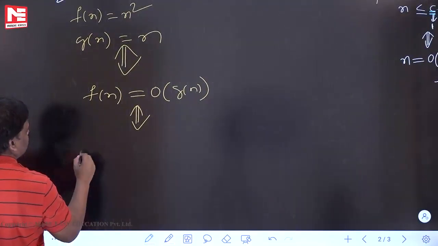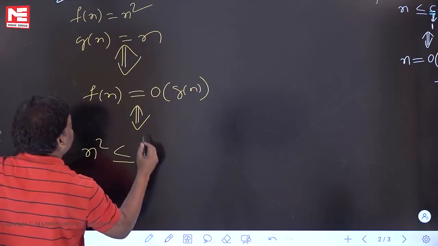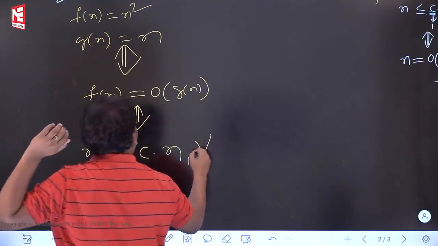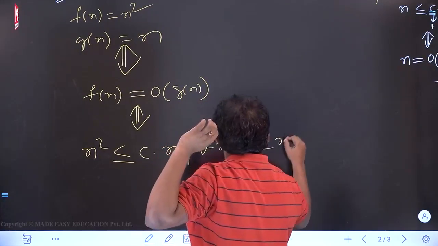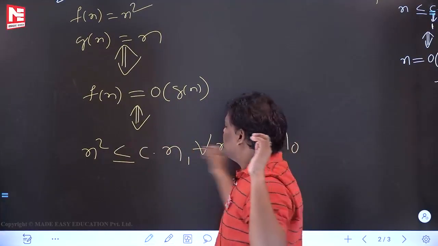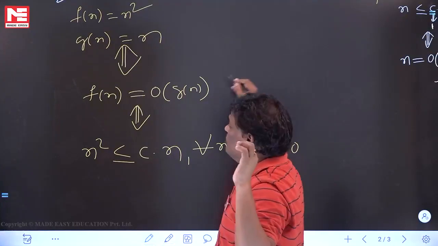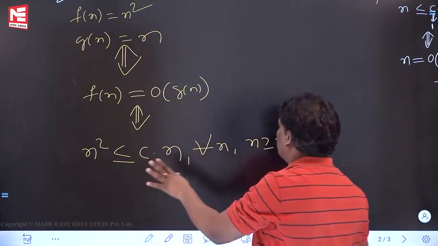What is the f of n? N square. Less than or equal to some c into, what is the g of n? N. For all n, where n is greater than or equal to n0. This condition, if you can satisfy, this is right. If this is right, this condition should be satisfied on both sides.